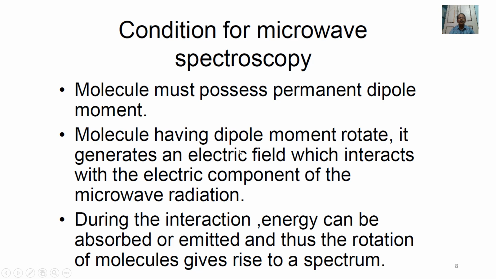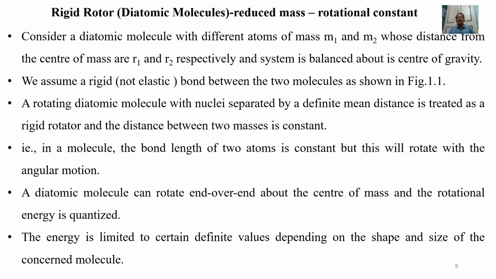The condition for microwave spectroscopy: the molecule must possess a permanent dipole moment. A molecule having a dipole moment, when it rotates, generates an electric field which interacts with the electric component of the microwave radiation. During the interaction, energy can be absorbed or emitted, and thus the rotation of molecules gives rise to a spectrum. This is the main topic of this unit. Rigid rotor, which is nothing but diatomic molecules. We are going to discuss the reduced mass and rotational constant.